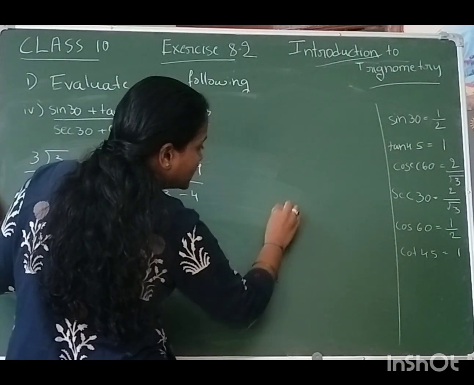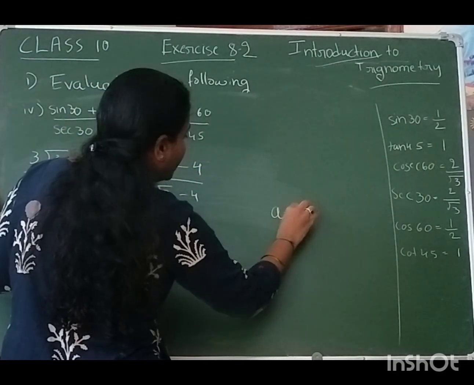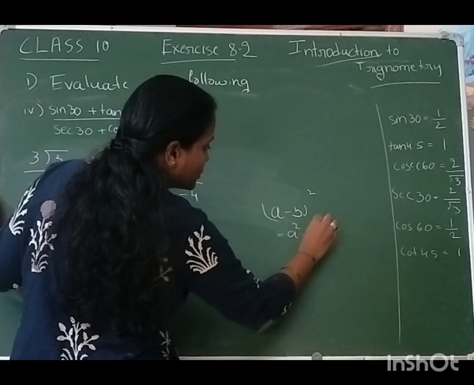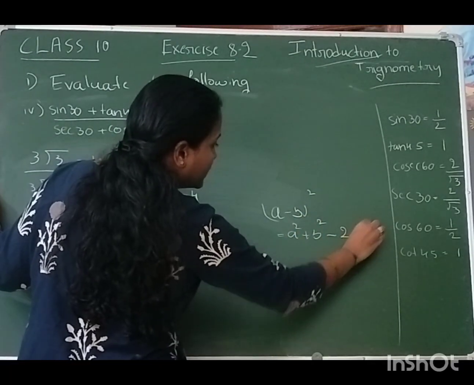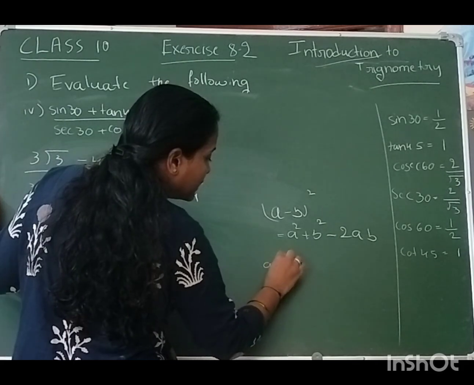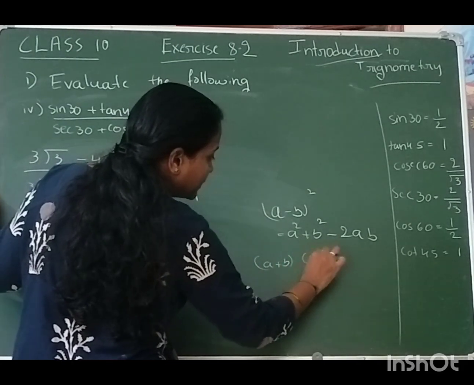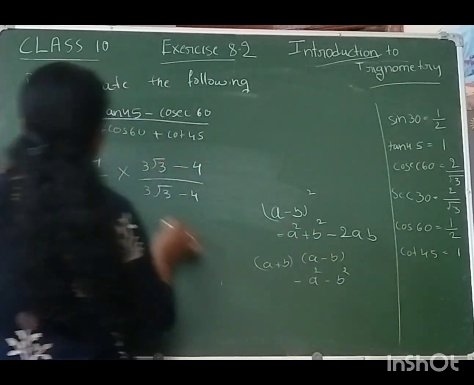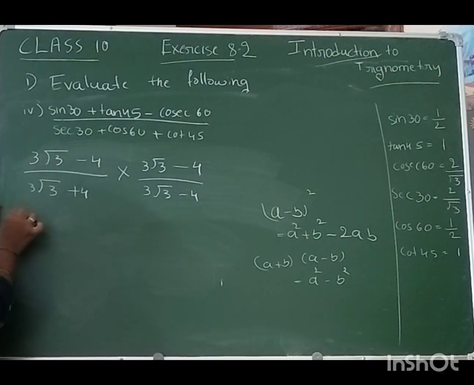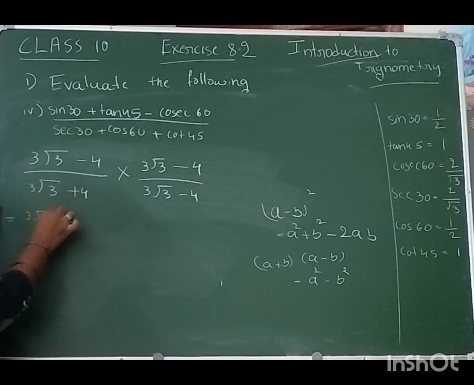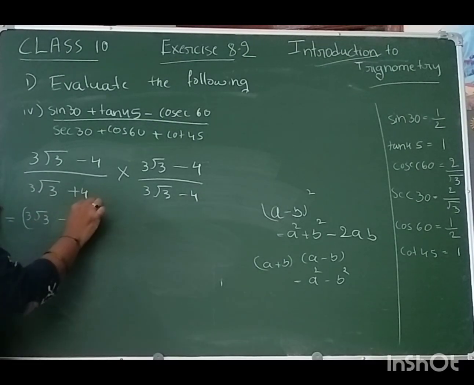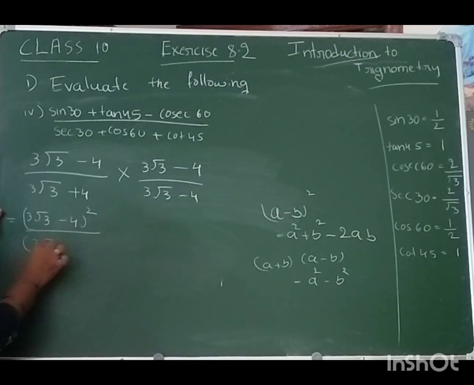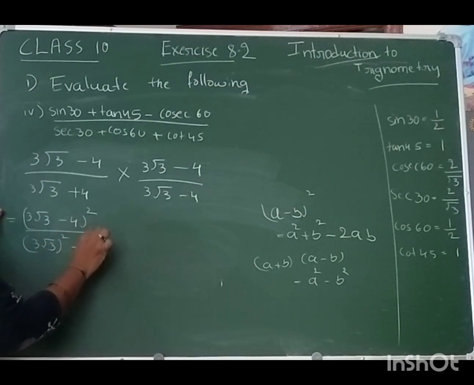This can be simplified further by using the identities: a minus b whole square is equal to a square plus b square minus 2ab, and a plus b into a minus b is equal to a square minus b square. So we'll use these identities here. The numerator is in the form of a minus b whole square, and the denominator is in the form of a plus b into a minus b, so we'll write it as a square minus b square.